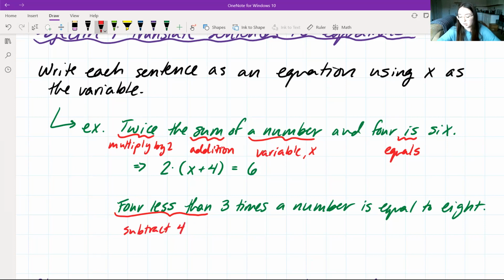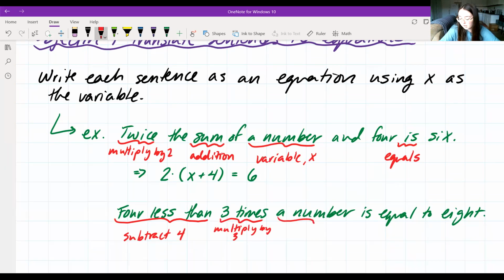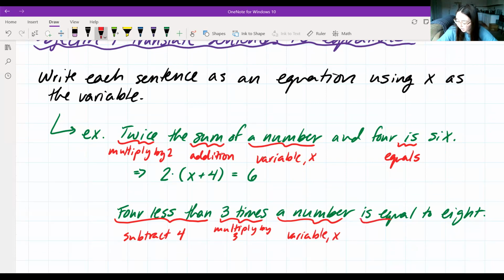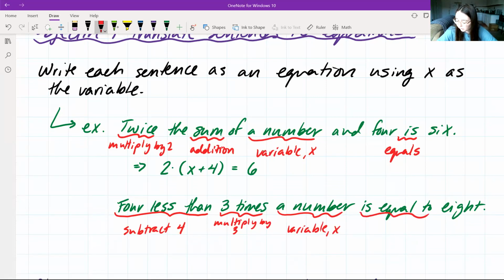Then we have 3 times, which is multiply by 3. A number, which is our variable, x, is equal to 8. So we have is equal to, and we know that means our equality sign, 8.